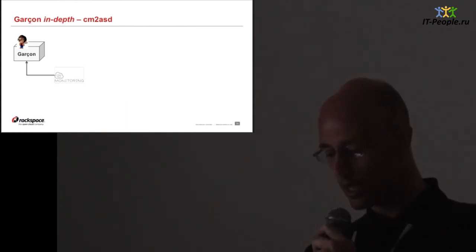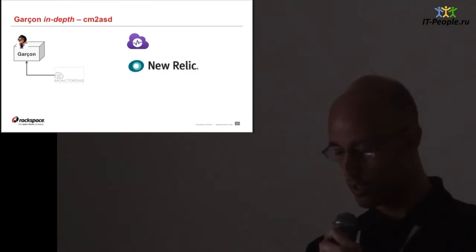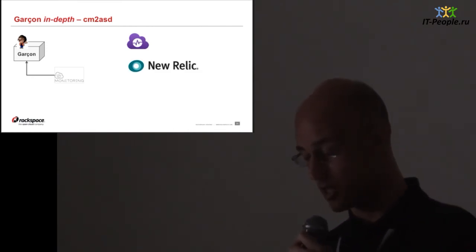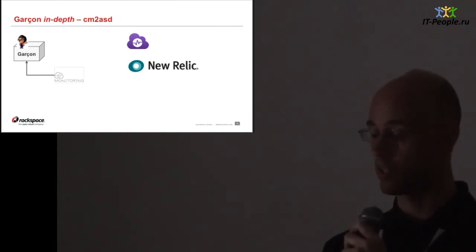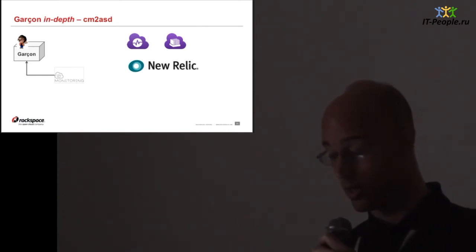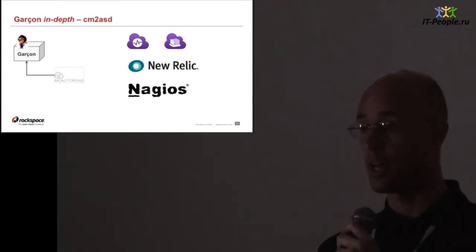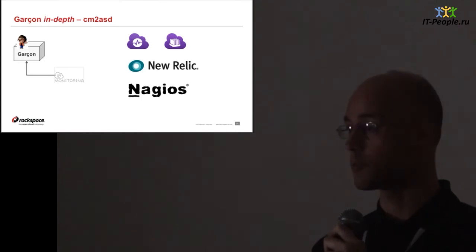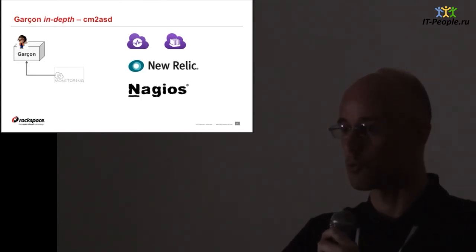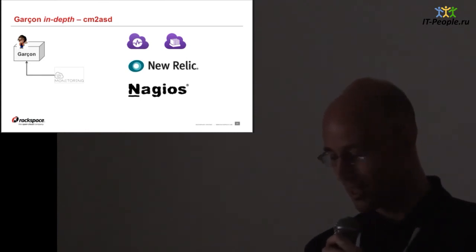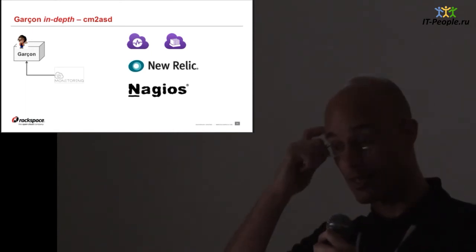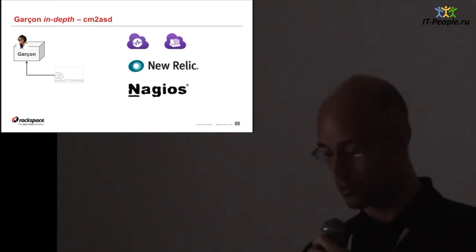So the cloud monitoring autoscale daemon supports many different providers. The Rackspace cloud monitoring, New Relic is in testing, and we are working on supporting message queue and Nagios before open sourcing it, because otherwise you would need to use Rackspace. Instead, we want you to use whatever you want. So as soon as the Nagios and New Relic plugins are tested, it will be open sourced.